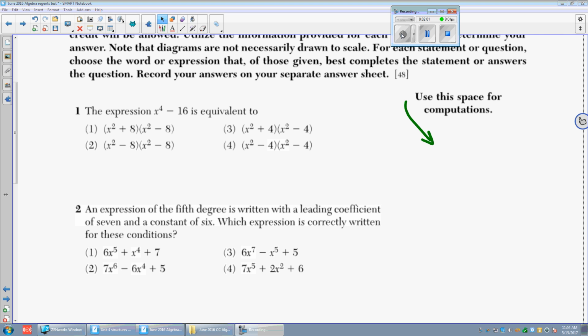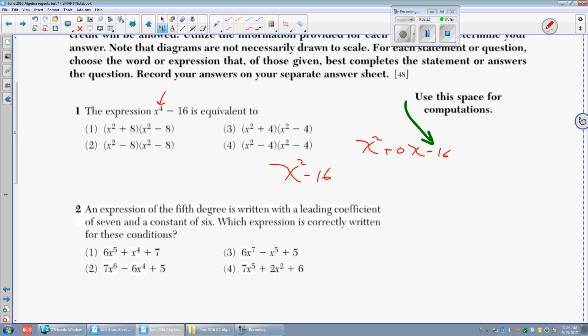When you do this question, what I want you to be thinking about is, gee, that's a polynomial of degree 4. So can I factor x squared minus 16? Yes, we can factor x squared minus 16 several ways. This is difference of two squares. So you can think x squared plus 0x minus 16. We're not going to solve it. We're just going to factor it.